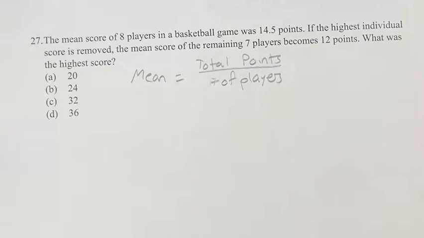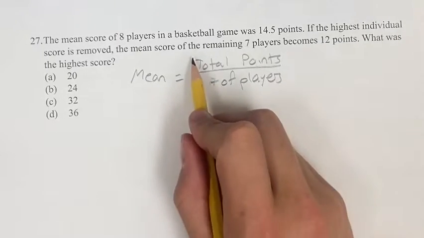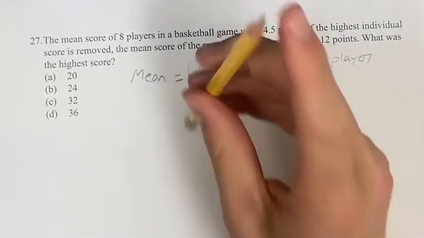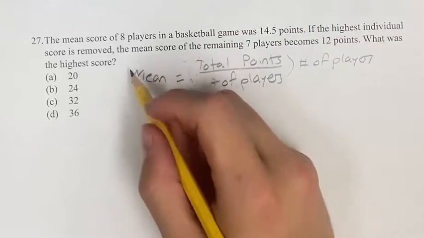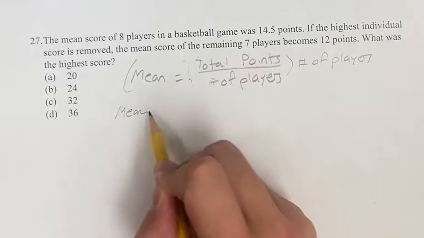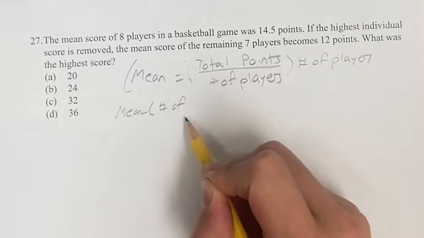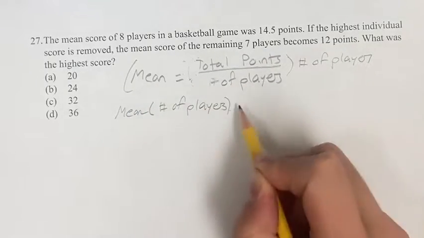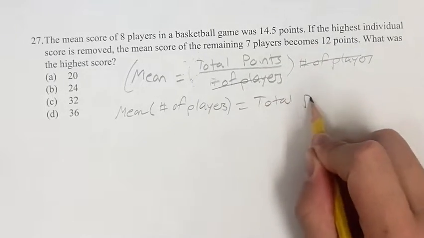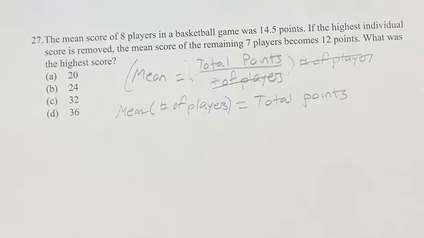So if we want to solve for the total number of points, then we can multiply both sides by the number of players. Extend this bracket over here so we can see that it's being multiplied by both. And on this side, we'll have the mean times the number of players is equal to, and then these cancel on this side, the total number of points. So if we want to find the total number of points that a group of players scored in a game, we multiply the mean by the number of players.